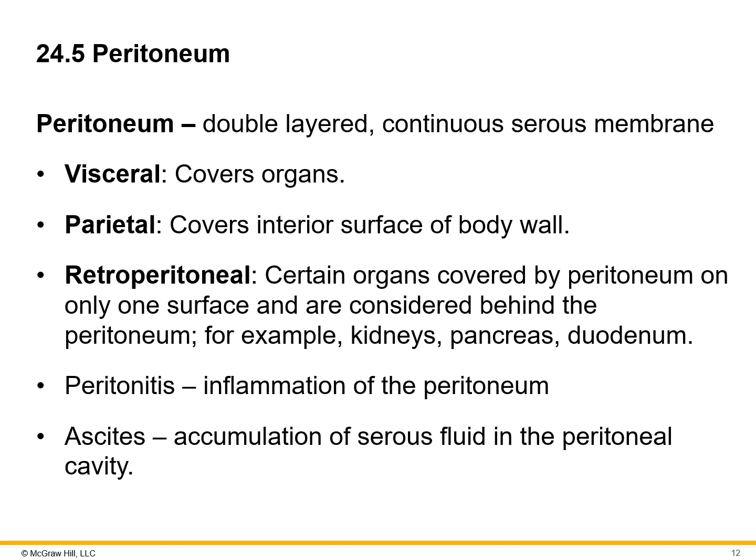All right, so if we move to the peritoneum, double layer, we have that serous membrane that goes the whole way through. So visceral peritoneum covers our organs. Parietal covers the interior surface of the body wall. And then we have what's called retroperitoneal. This is just with certain organs that are covered by the peritoneum only on one surface. So it's considered behind the peritoneum, retro meaning behind. So for example, the kidneys and the pancreas, they are retroperitoneal. It's only on one side or one surface.